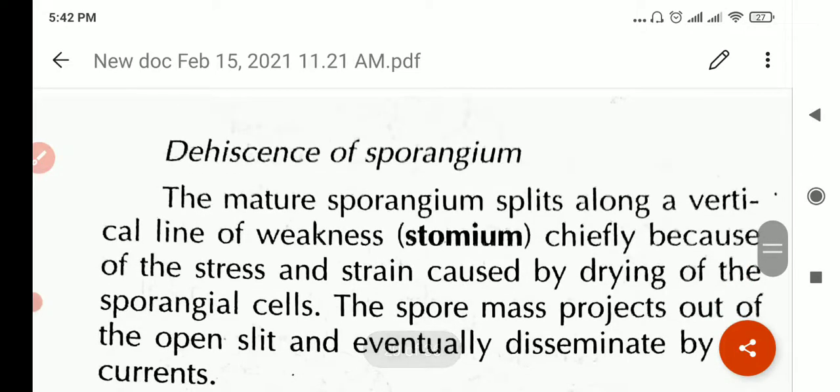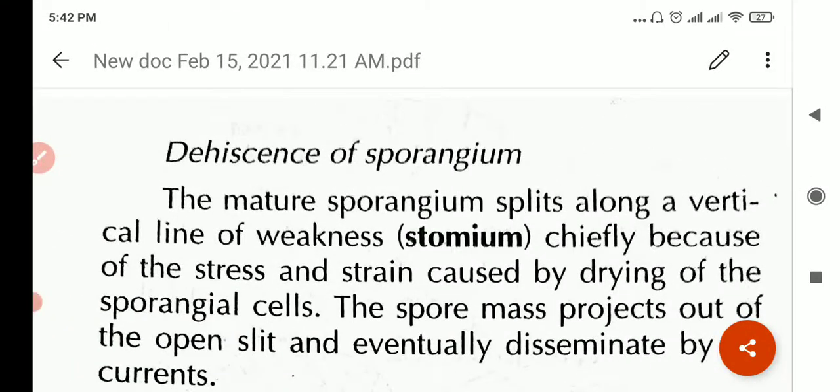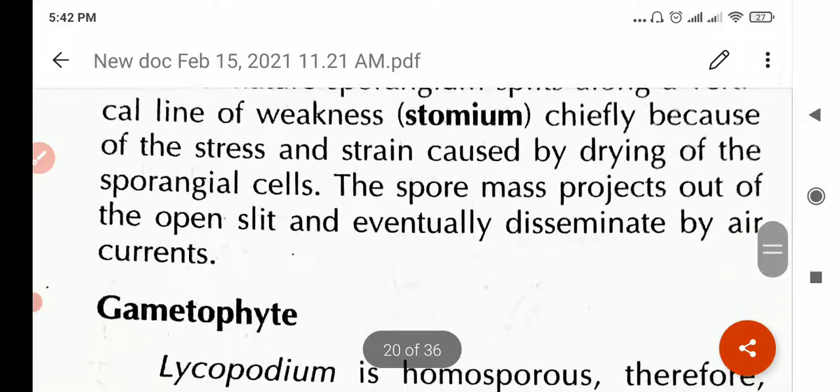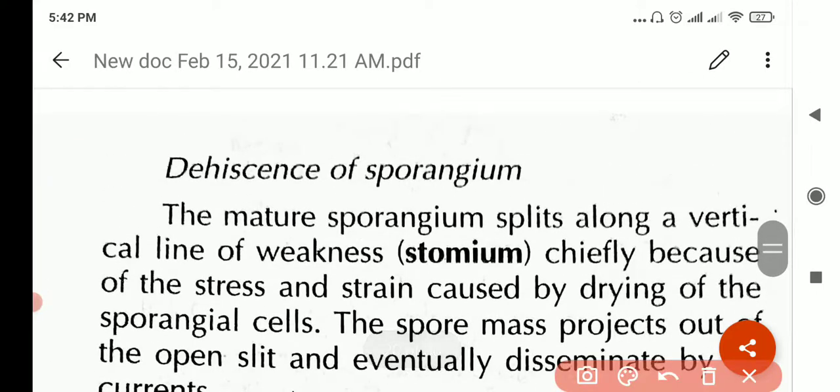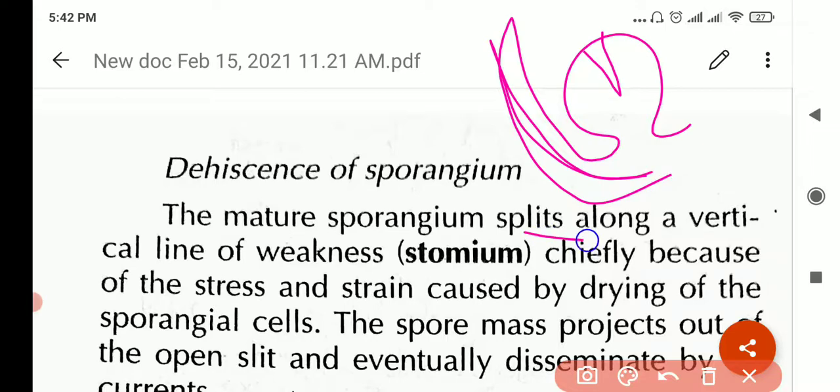Now let's see how they can propagate themselves. So we look at the dehiscence of the sporangium. The mature sporangium, remember this one? The leaf like this, this is the sporophyll. This is the sporangium. It will split. It will open like this. It will split along a vertical line of weakness.